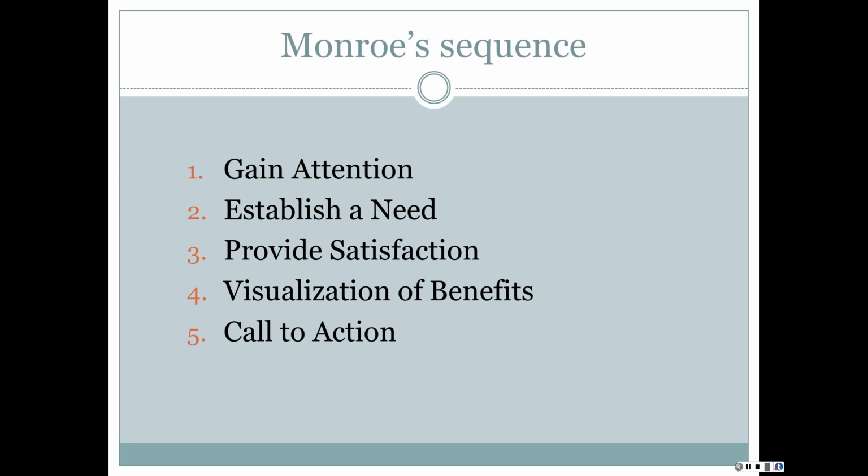So here's the actual sequence. Number 1 is gain attention, and that's true for any type of speech you want to do. You have to get the attention of the audience. Number 2 is establish a need, and so that's Monroe's language for that. What you're really doing here is you're proving there's a problem with the status quo.